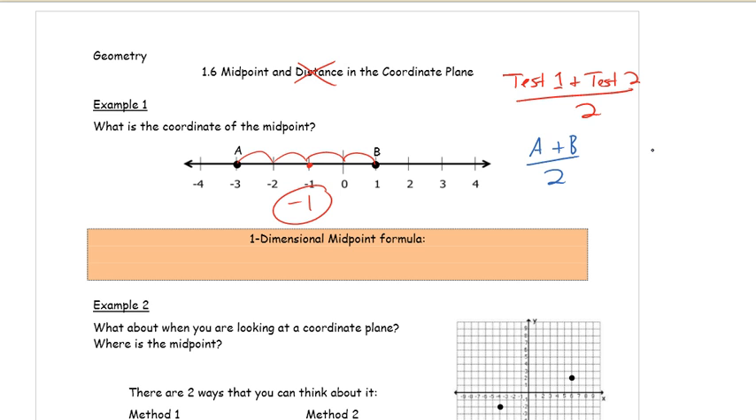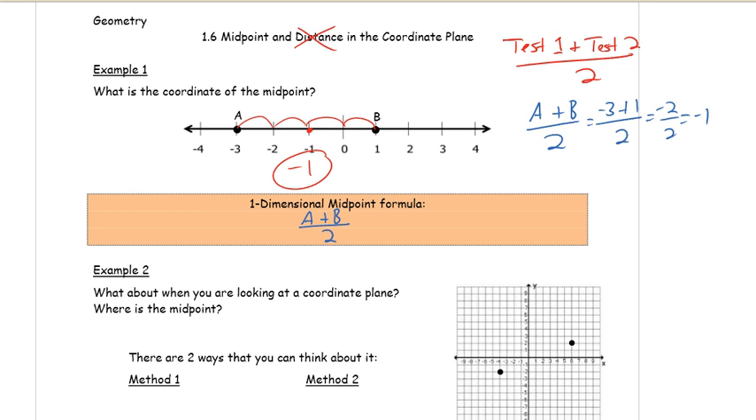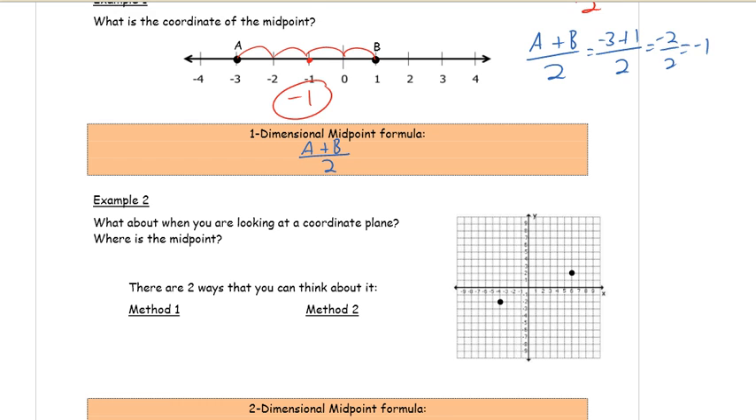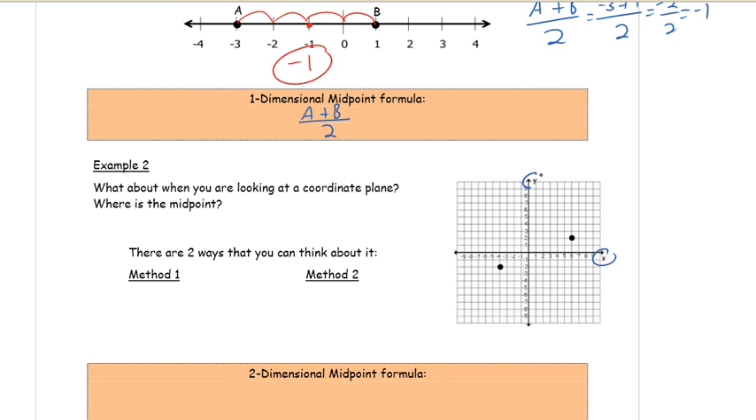Okay, we did -3 plus 1 and divided by 2. That gets you -2 over 2 or -1. So quickly, in one dimension, because we're just talking about one direction, we're looking at A plus B over 2. You're looking at an average of 2 points. Now when we move into two-dimensional or two directions, now you're looking at X and Y. Okay, in a coordinate, you have two directions you can go. Nothing really changes. We just have to add something.